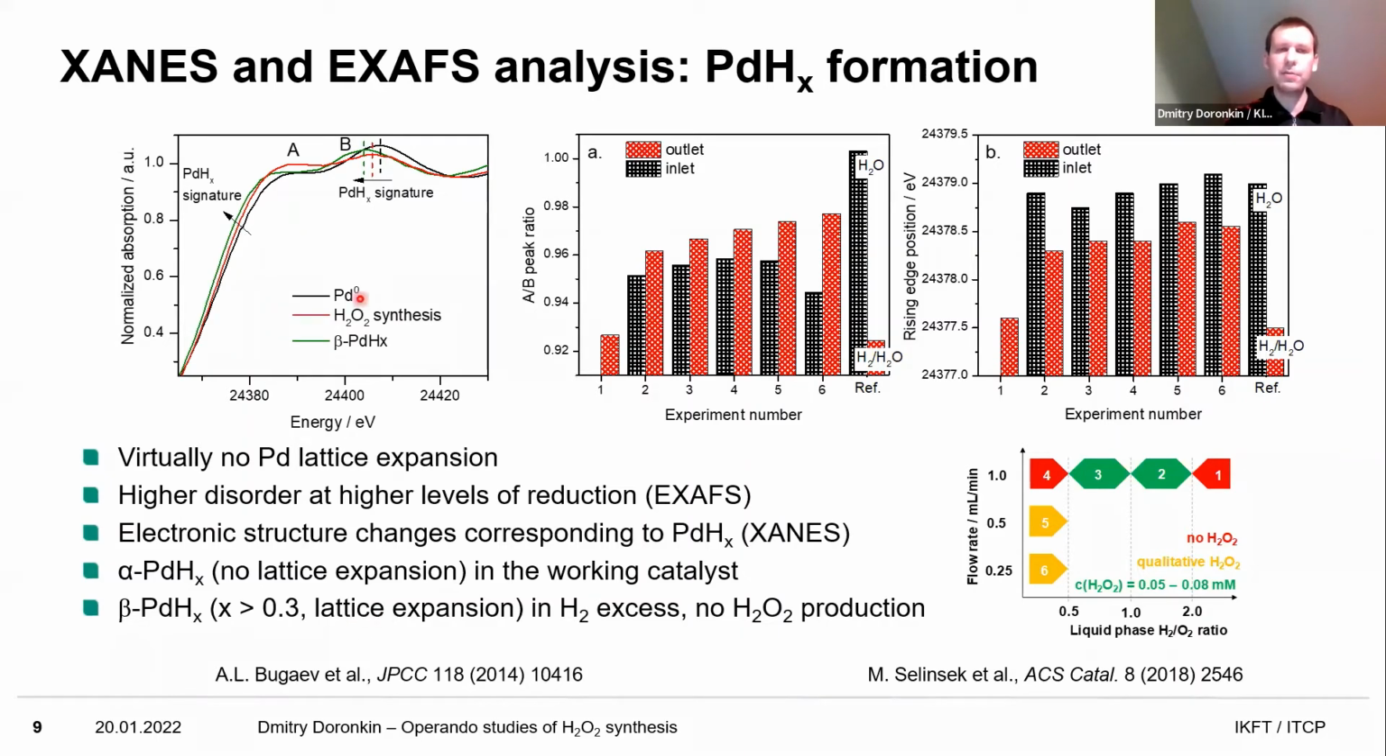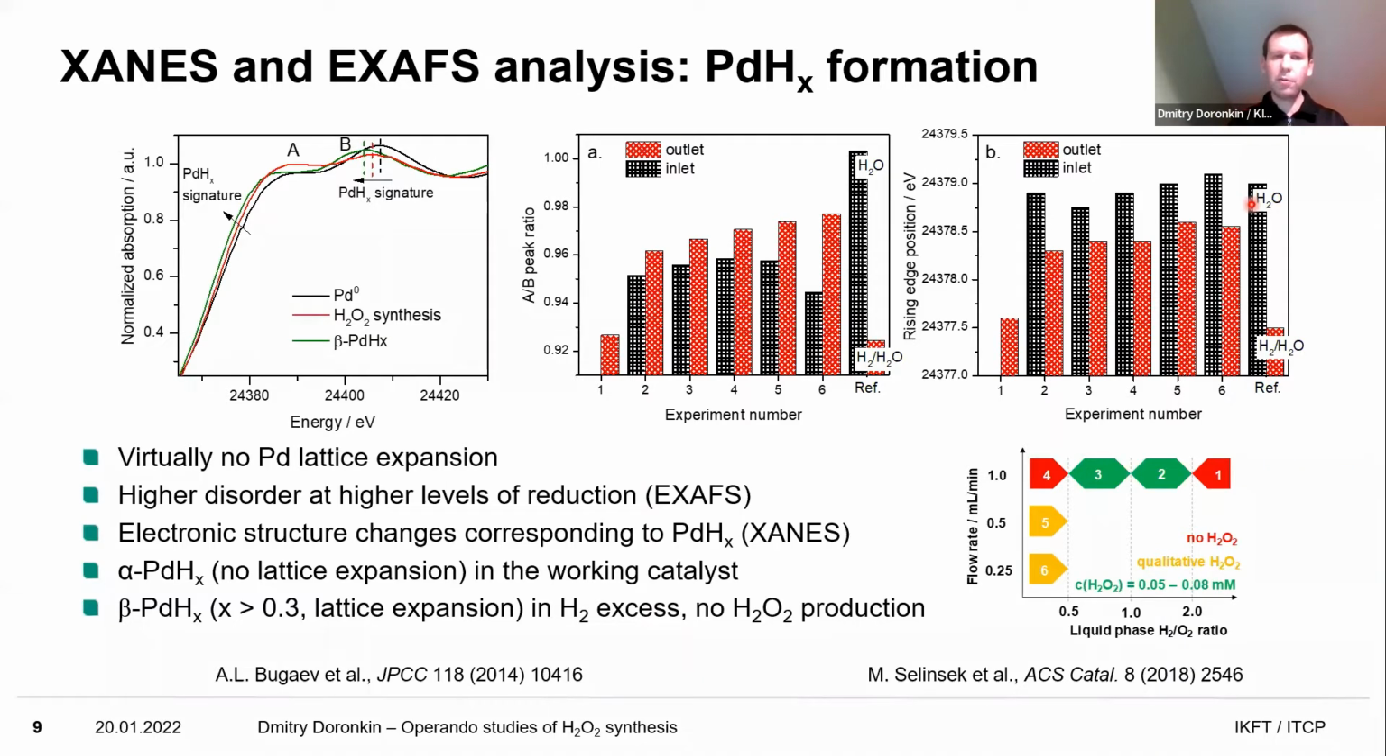That one can use the ratio of intensity of A over B peaks. So the ratio of A over B peaks intensity again lies in between the red hydride reference and the black oxygen reference. So we are somewhere in between, but not the beta hydride. And with respect to the rising edge position, we are also somewhere in between the red hydride reference and the black oxygen in water reference.